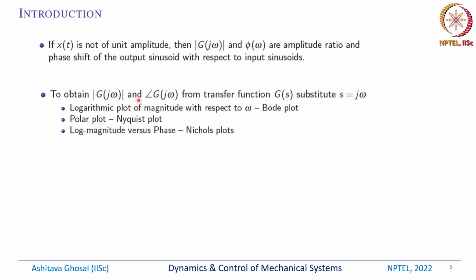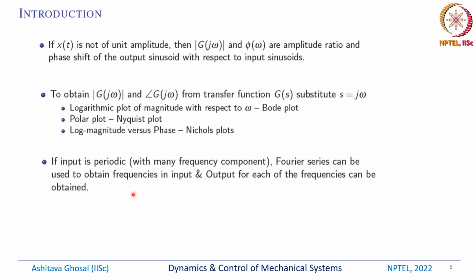It is basically coming from this G of j omega, and you plot it in different ways. You plot both magnitude and phase in different ways. In the Bode plot, we will plot the logarithm of this magnitude with respect to omega, and phase with respect to omega.